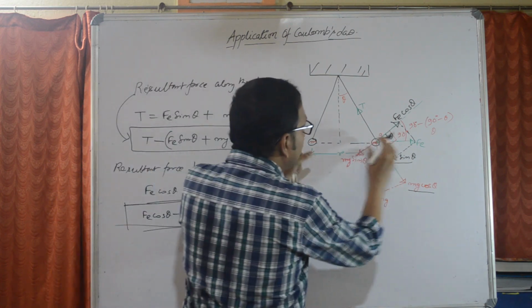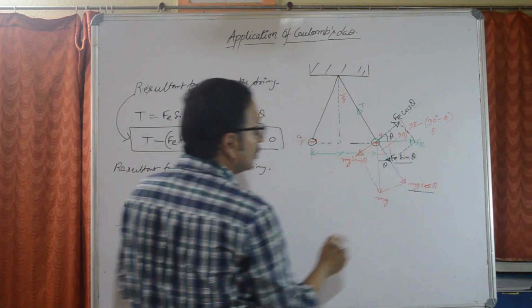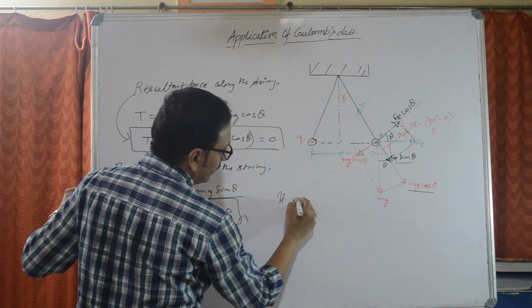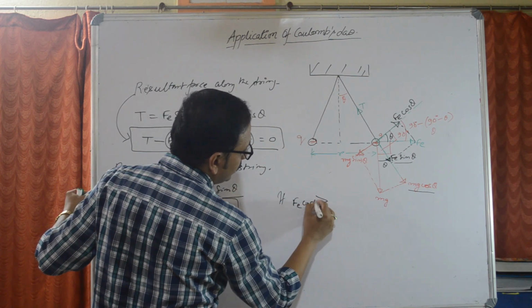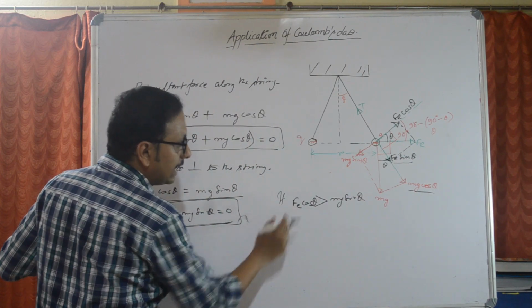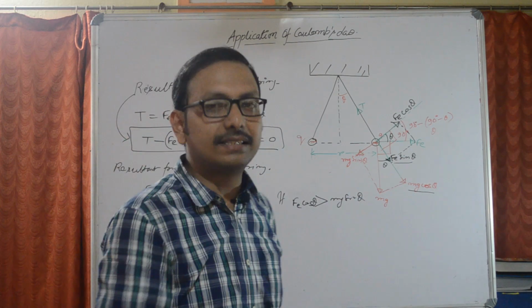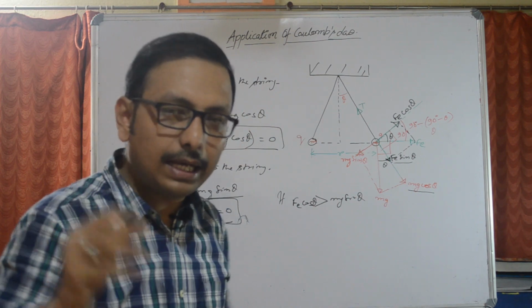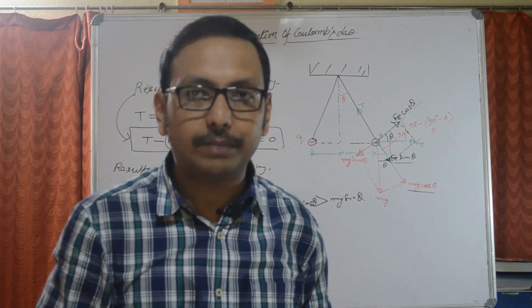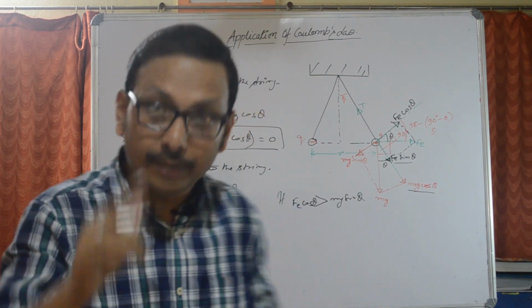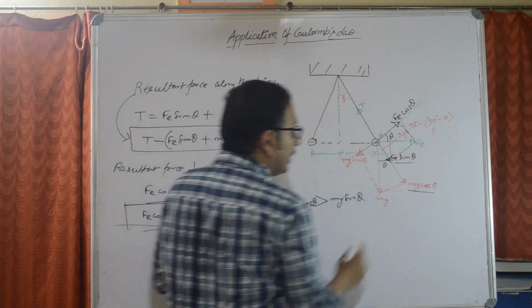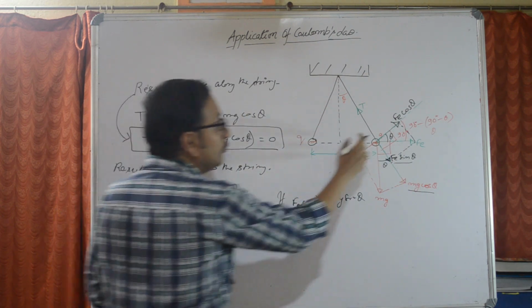One, if it moves up, that means Fe is more. So if it moves up, then Fe cos theta will be more than mg sin theta. In that case, if they ask you to find the acceleration of that motion, as soon as the body is left from rest and it starts moving, obviously it will have some acceleration, simple kinematics, nothing else. So that means Fe cos theta is more, that's the reason it is moving away. Clear?